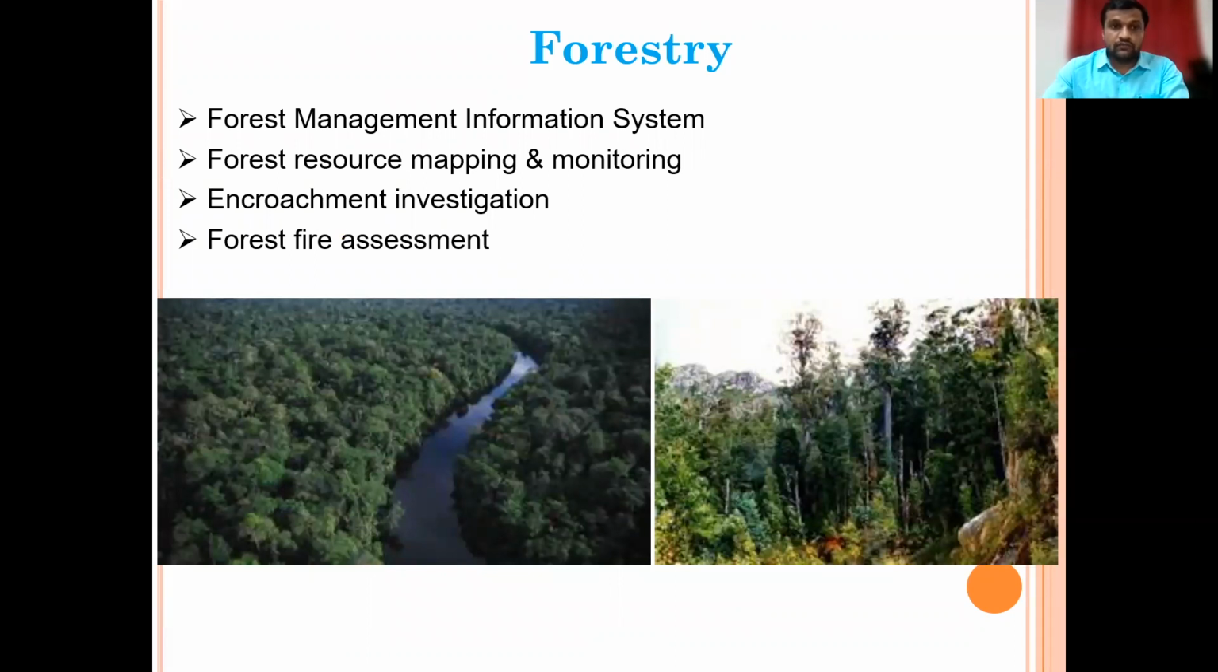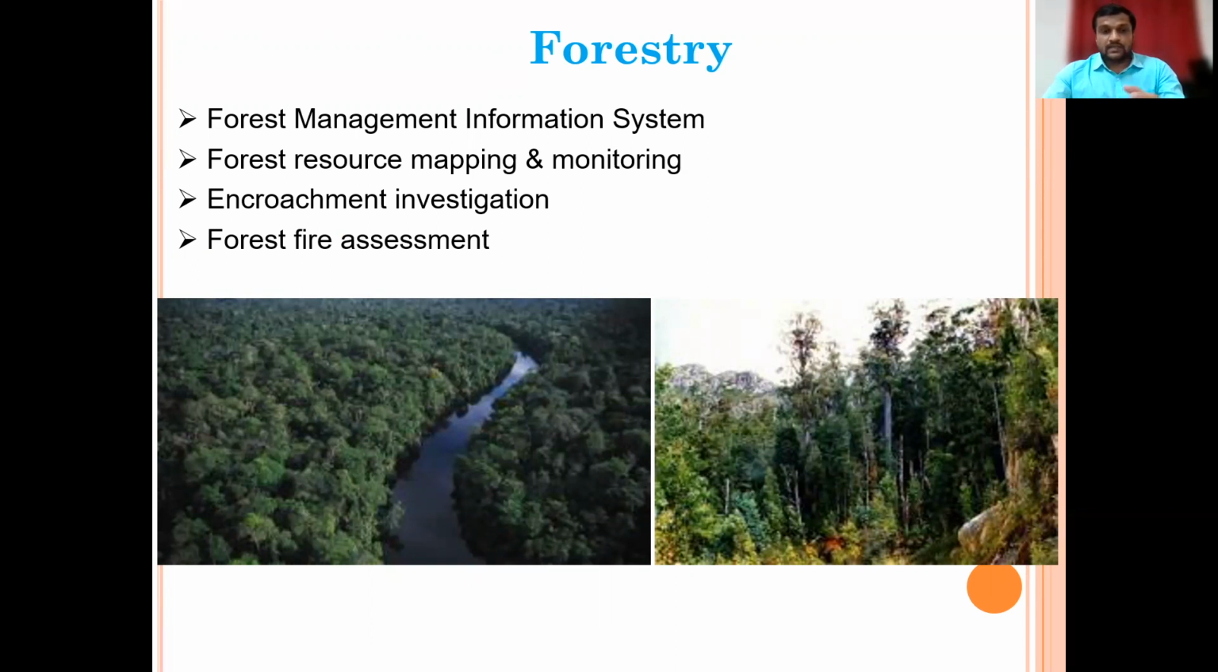Forestry. In case of forestry, geospatial technology, or we call it remote sensing and GIS, can be very useful for forest management and for the development of a forest information system. We can also work on the mapping and monitoring of ongoing changes over the forest area. And we can analyze the encroachment by anthropogenic activities. That is a very important part of environmental management, because forest is a very important component of our environment. So how much area is encroached by anthropogenic activities can be easily identified and detected by the remote sensing and GIS approach, using different satellite images from different sensors and satellites.